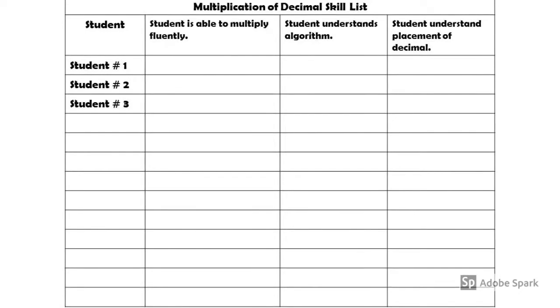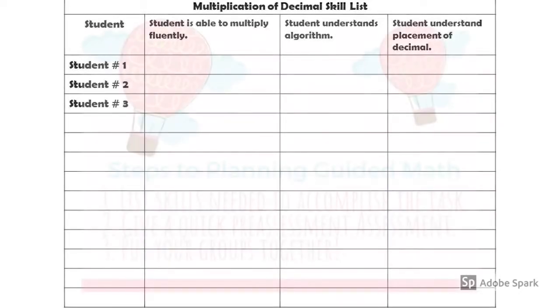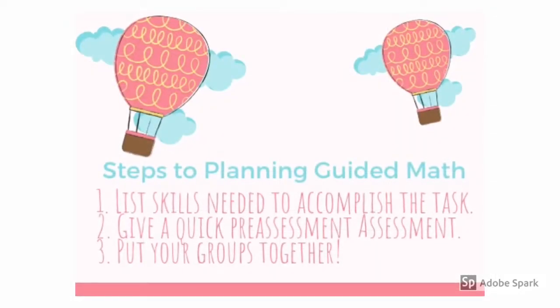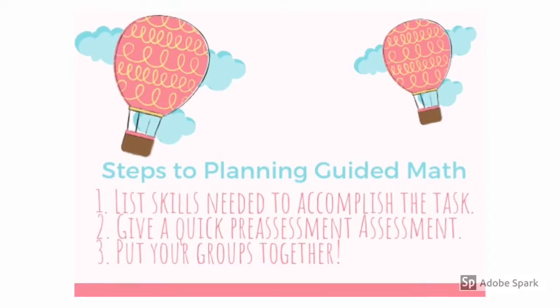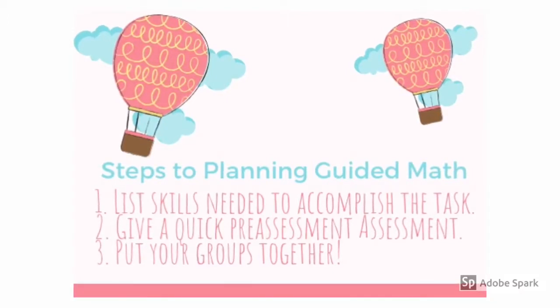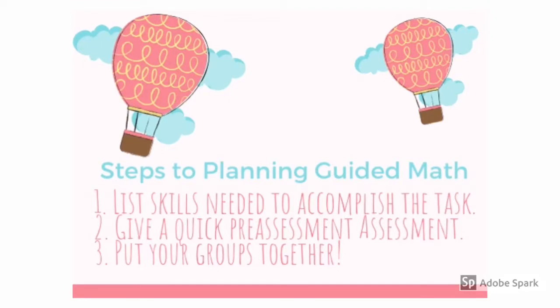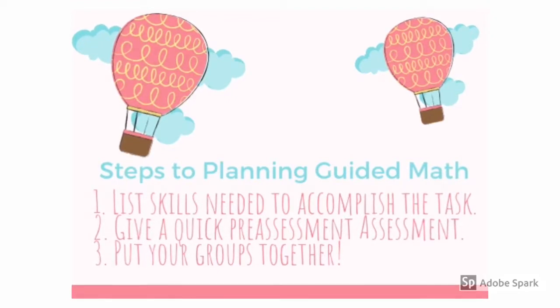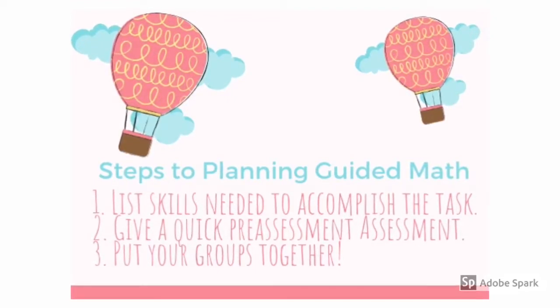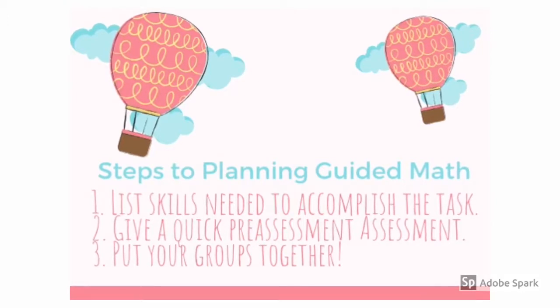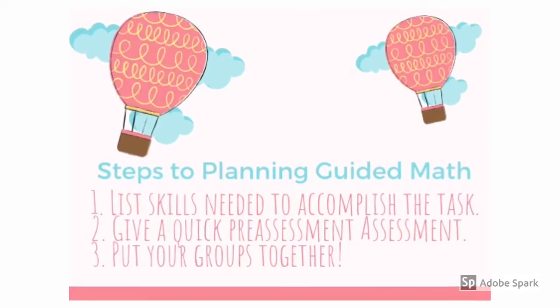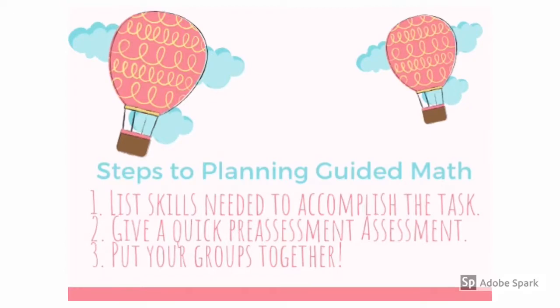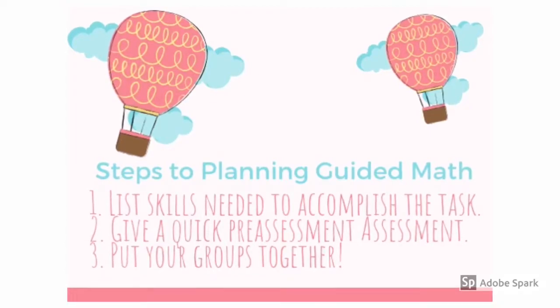Next, I'll list out my students, as you can see I've done in my far left column. Now it's time for step 2. I'm going to give a quick pre-assessment. This is just one problem or maybe 2 that shows me what my students do and don't get. I probably would do this the day before I teach this unit or the Friday before, and then give myself the weekend to get the guided math groups ready to go.